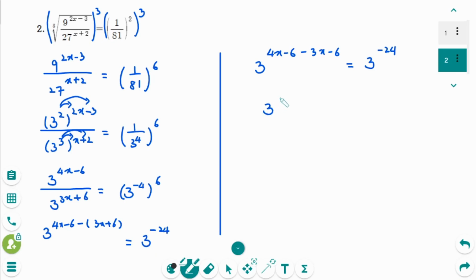3 to the power of x minus 12 equals 3 to the power of minus 24. Therefore, x minus 12 equals minus 24. Finally, x equals minus 12.